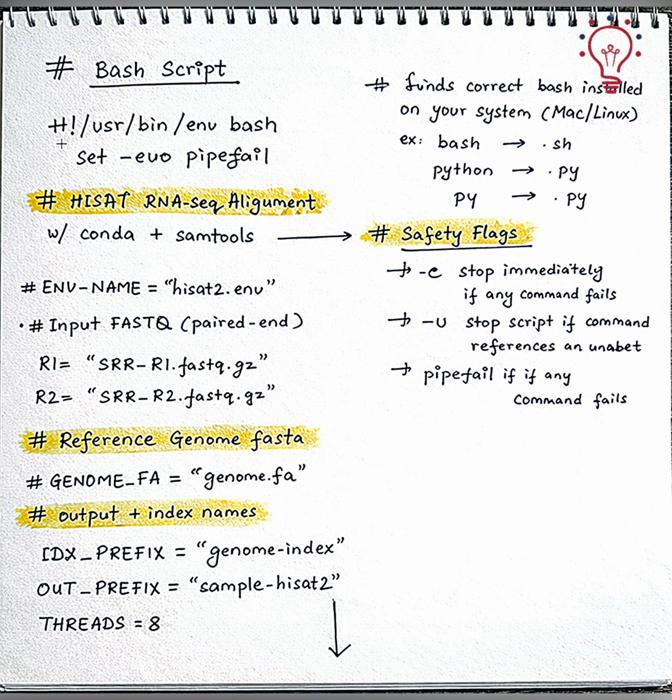If any command fails, the script will stop immediately. It also prevents errors from undefined variables and pipeline failures. Now, the script is designed for HISAT2 RNA-Seq alignment using Conda and Samtools. We define the environment name, ENV_NAME equals HISAT2_env. This is the Conda environment where HISAT2 and Samtools will be installed.